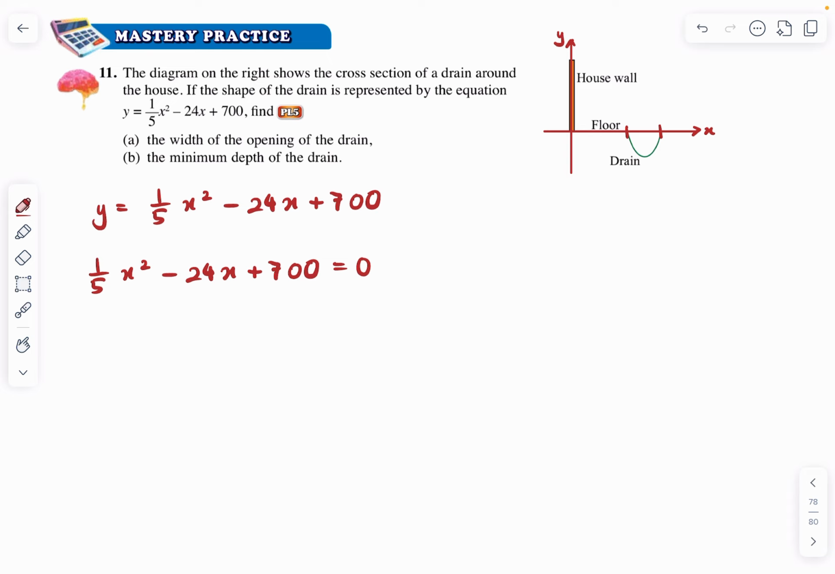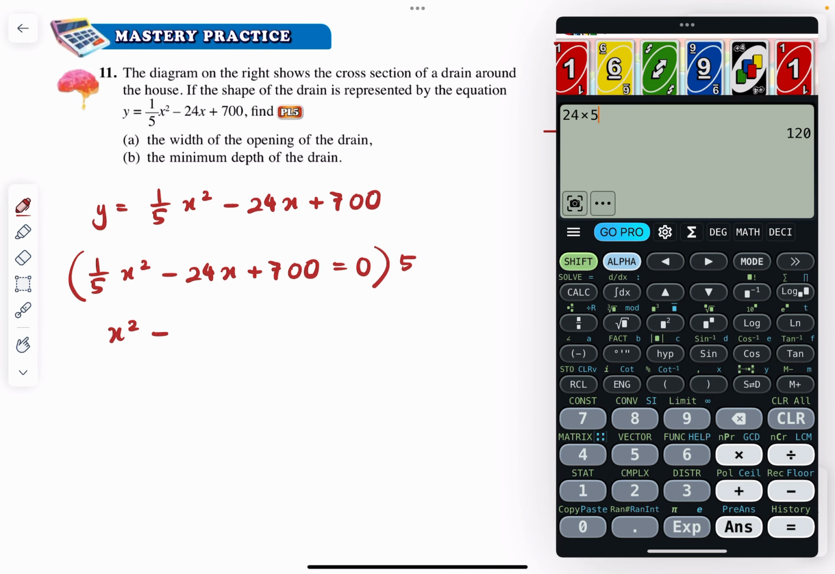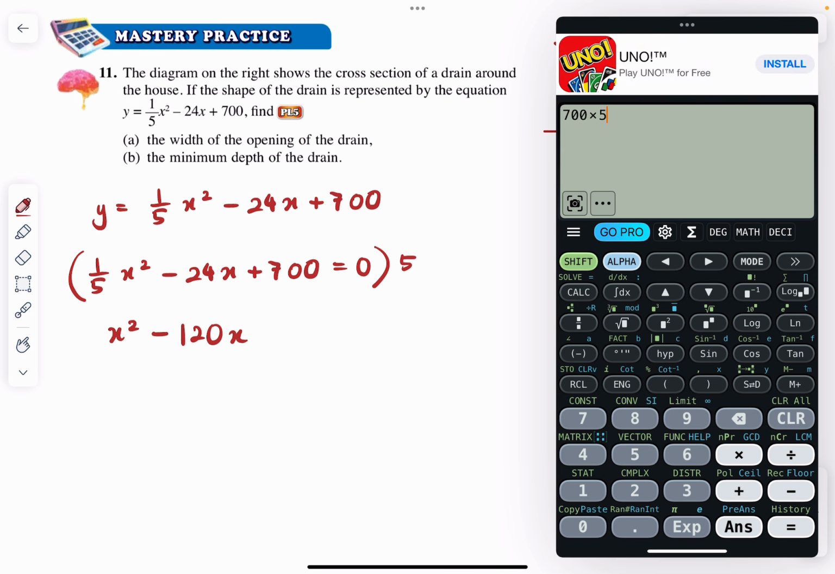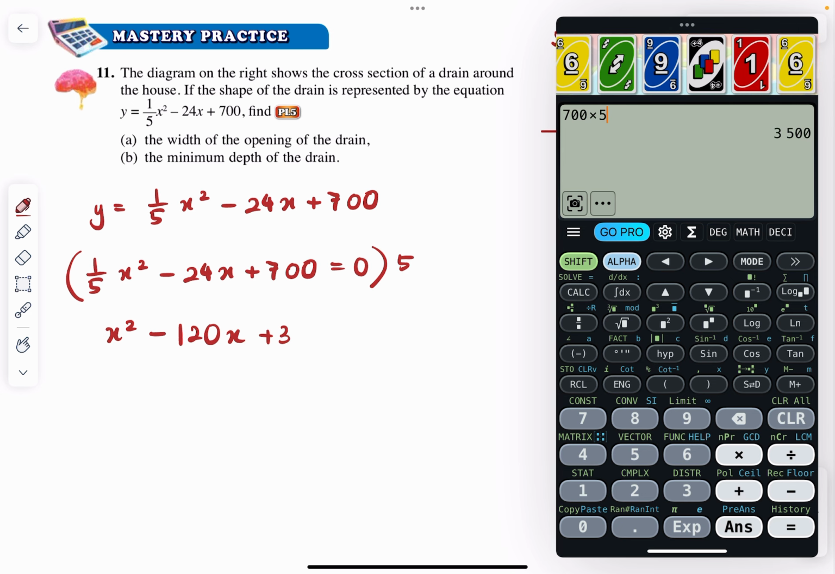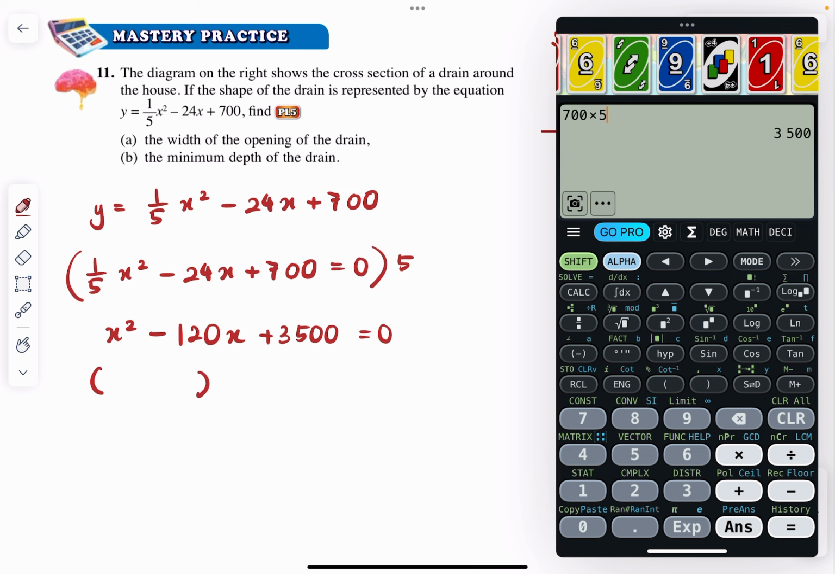So we have to factorize this. So to factorize, first we want to get rid of the denominator. So whole equation we times 5. We get x squared minus 24 times 5 is 120x. 700 times 5 would be 3500 equals 0. Then we factorize.